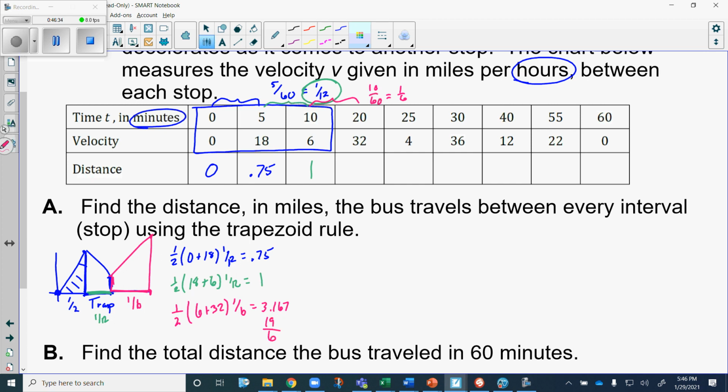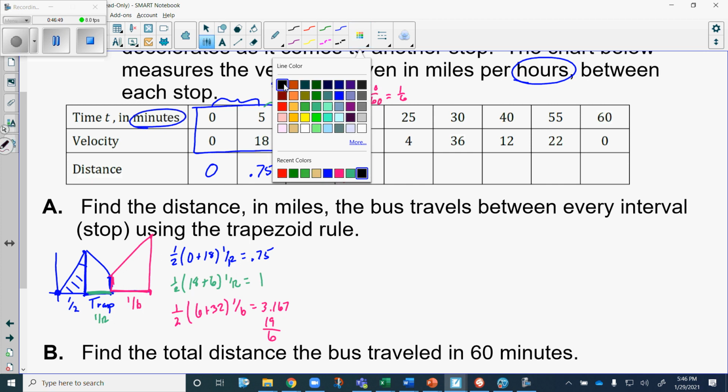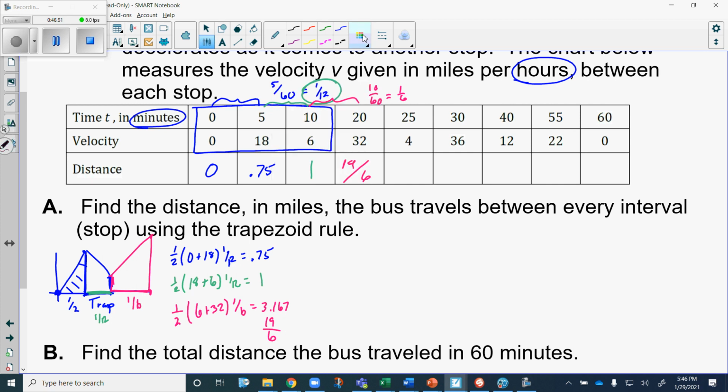19/6. Okay, so 19/6, or the 3.167, whichever you prefer. And we would just keep doing that. Pause the video and make sure that you can actually get the rest of them, but let's go ahead and just fill these in here because this is just a tedious operation at this point.